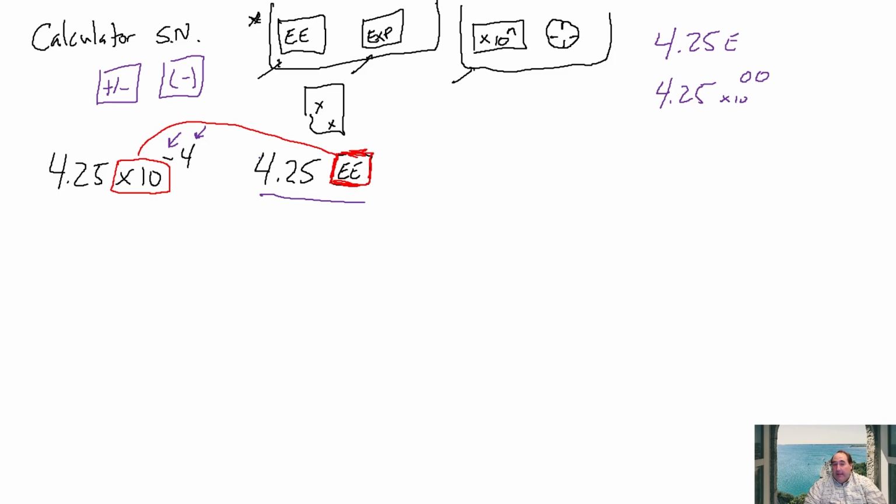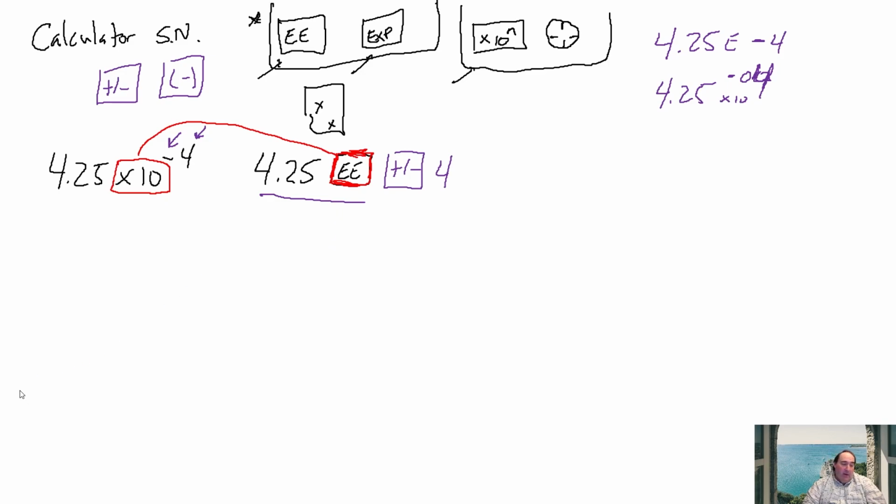At this point, we would then do our negative button. That's going to put a negative there. And then we would go with 4, which would do a 4. And then this guy would convert over to a 4. So that is how you would properly put that into a calculator if you're using your exponent button correctly.